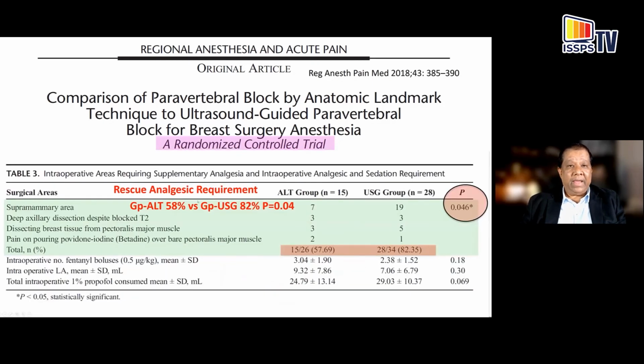However, I would like you to focus on the number of patients that received rescue analgesia for various pain reported during various interventions, like axillary dissection, pain during the supramammary area, and during the povidone iodine irrigation of the raw surface. You can see that 80% of the ultrasound-guided group still required rescue analgesia.